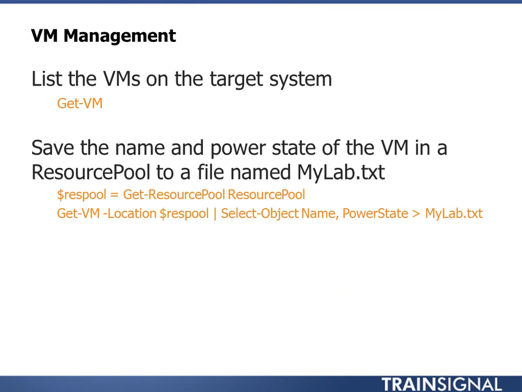So we've looked at some of these. You can list VMs on the target system using Get-VM. You can save the name and power state of the VMs in a resource pool to a file. So you can do things like, this is a variable, $respool for resource pool equals Get-ResourcePool with the name of the pool. The reason we do this is we want to store the object in that resource pool variable so that we can use it in another command like Get-VM -Location, and the object is the resource pool. We dump that into Select-Object name, comma, power state. So basically this is going to say Get-VM and then only show the name and the power state.